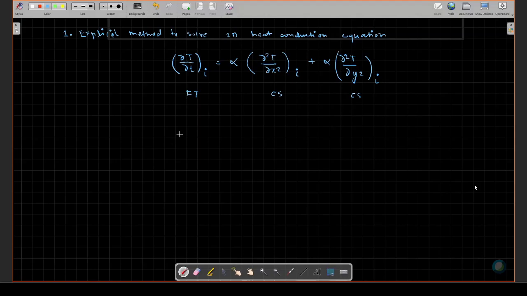So this one is forward in time. What do you get? This is t_i^(n+1) minus t_i^n. Now here there will not be only one i. This is a two-dimensional problem, so we have i and j involved here. So you understand that.